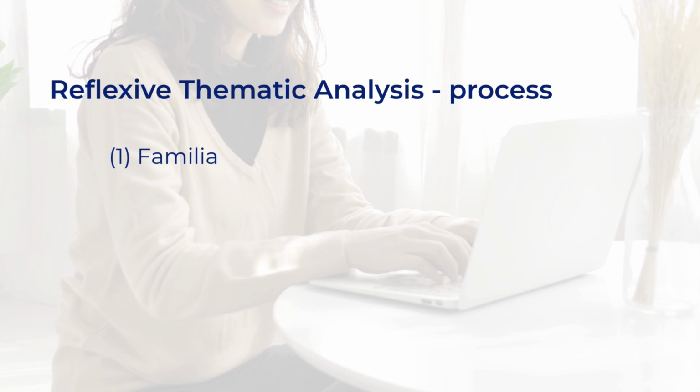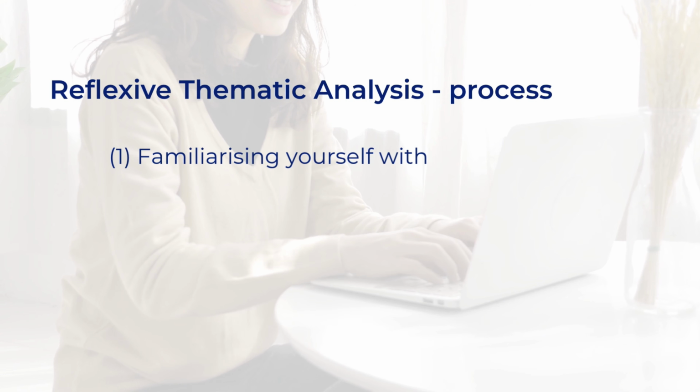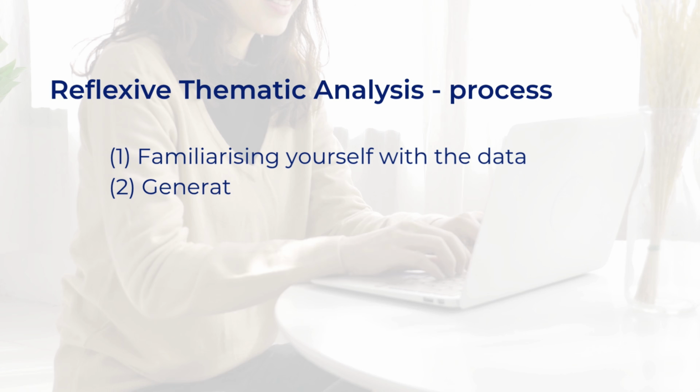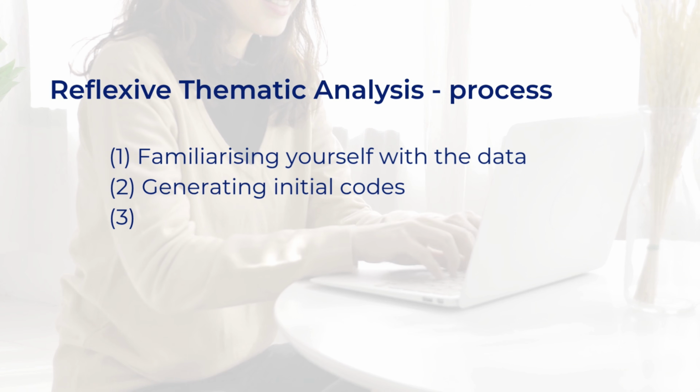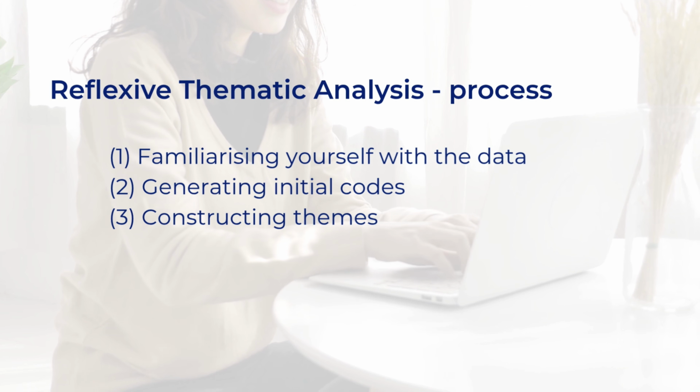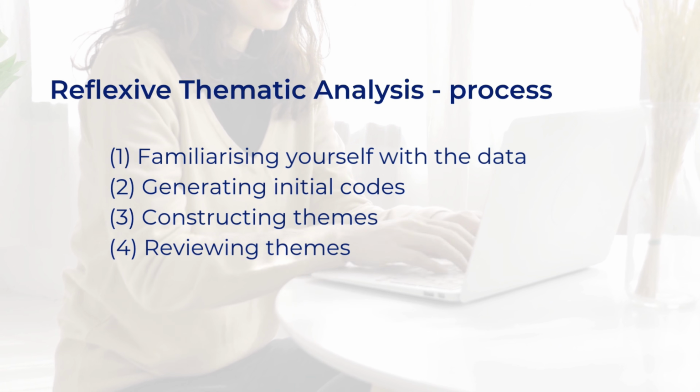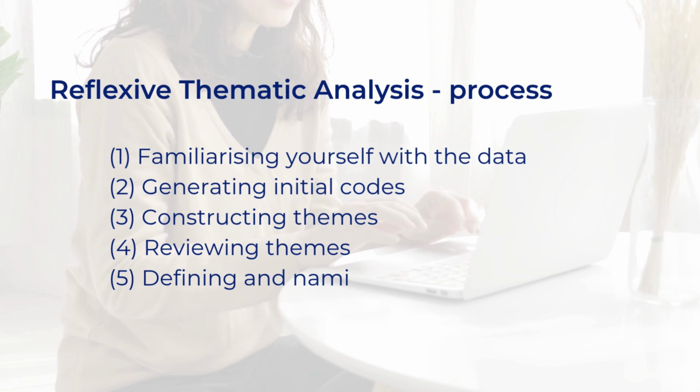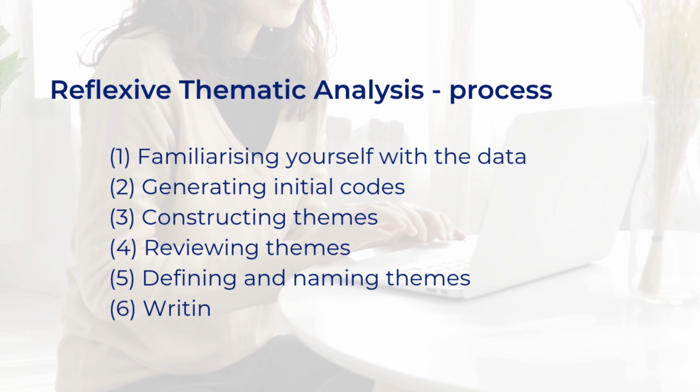Now, in terms of what the analysis looks like, RTA, Reflexive Thematic Analysis, follows Braun and Clarke's 6 steps. I go into a lot more detail about each of these individual steps in my overview video, which I'll pop up on the screen right now. But for now, let's just have a brief overview. You start with step 1, which involves familiarising yourself with the data. Then in step 2, you get on with generating some initial codes. Step 3 is constructing themes. Step 4 is reviewing those themes. Step 5 is when you're really nailing it down, you're defining and naming those themes. And step 6 is writing up your findings.